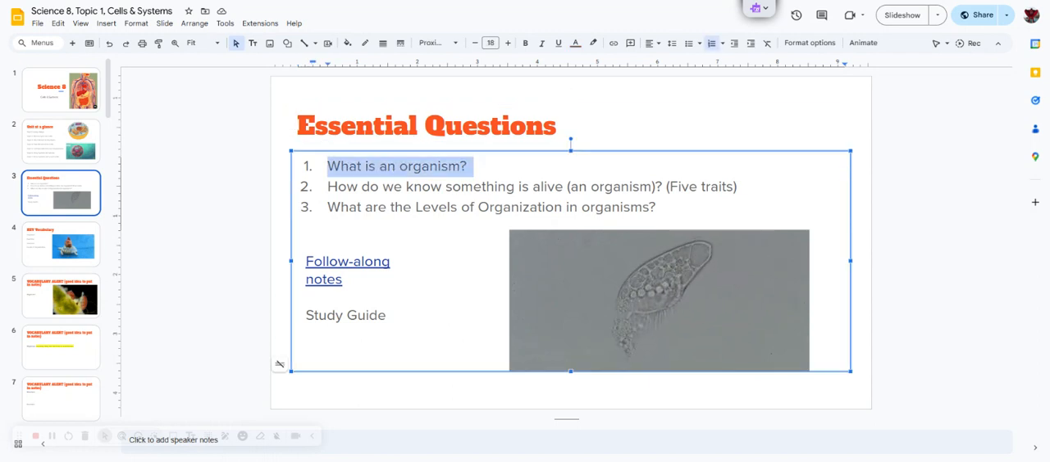and see if you can answer these. So what is an organism? We should be able to answer that, okay? How do we know if something is alive? Again, that's something we've covered so far. Hopefully we can answer that. And if you can't, that's okay. That just means you got to go back and study a little bit more. And thirdly, what are the levels of organization in organisms? We haven't covered that one yet. So after this video, hopefully we'll be able to answer that.